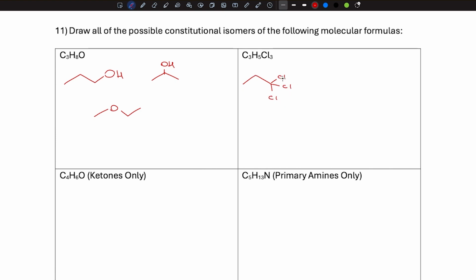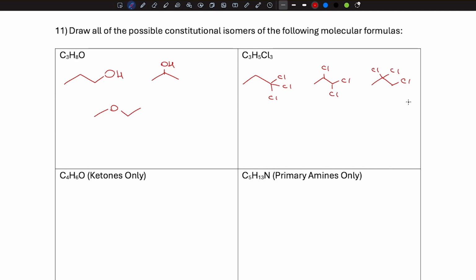Now, all of the remaining constitutional isomers will really just be us moving these chlorines in some combination to other atoms. The first idea is to move this chlorine all the way to the middle carbon. And so what we'd have is 2 chlorines left on the rightmost carbon and 1 chlorine in the middle. Another thing we can do is move the other chlorine to the middle. And so what we'd have then is 1 chlorine left at the end and 2 chlorines in the middle.